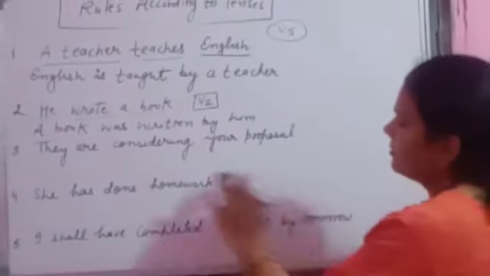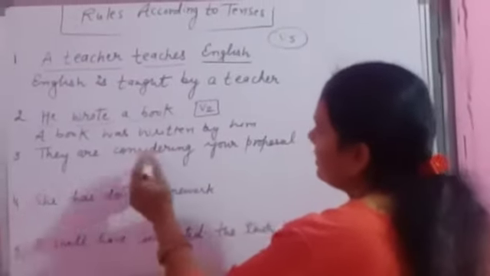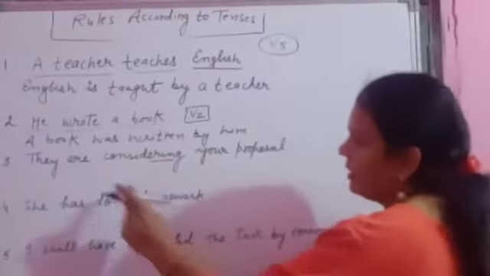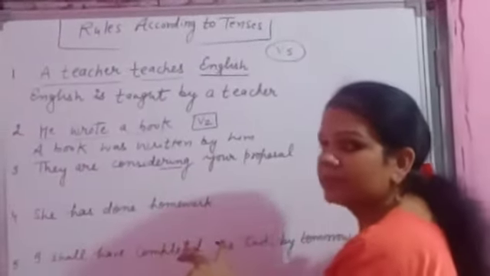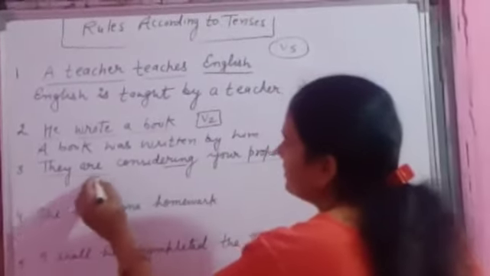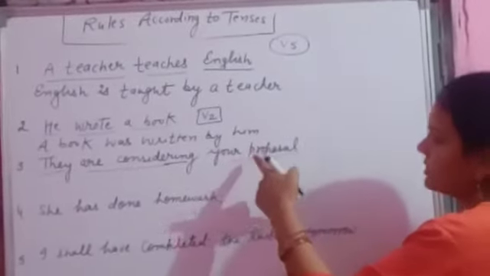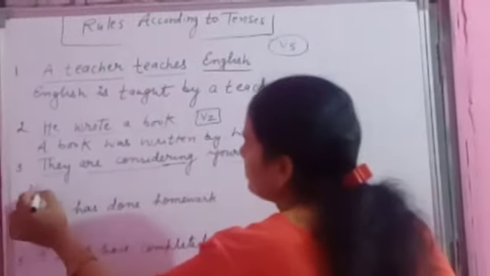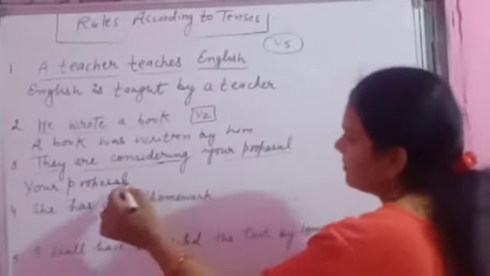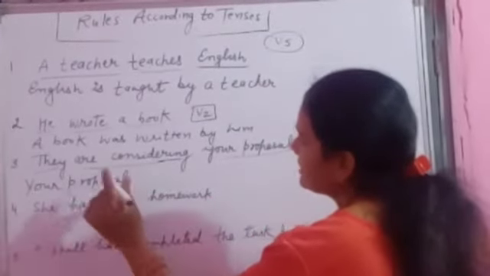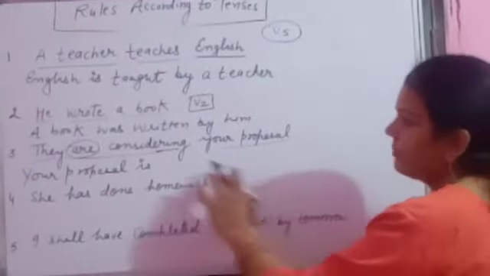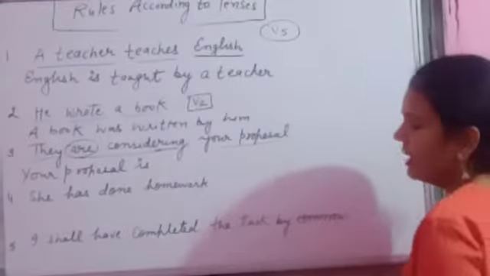Understand? Now third sentence, they are considering. The ing form is here, it means that the sentence is in continuous. And are is present tense, it means present continuous. Your proposal: object, subject and verb. Now first of all, change object into subject. Your proposal, and now your proposal, you can see singular is here, that's why in the place of are you will use is. Clear? In present continuous, is, am, are are also the helping verbs.